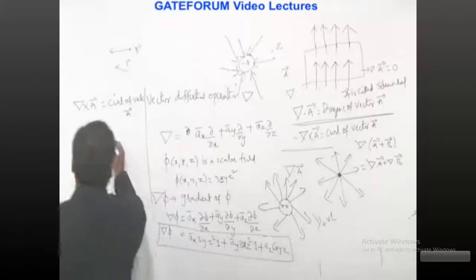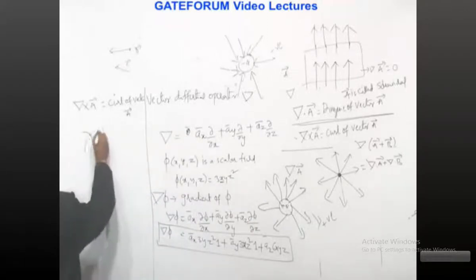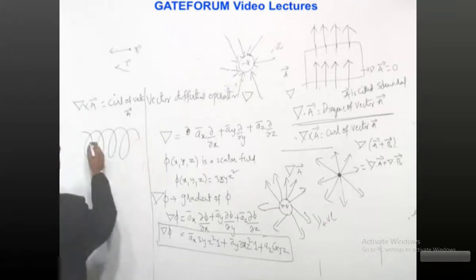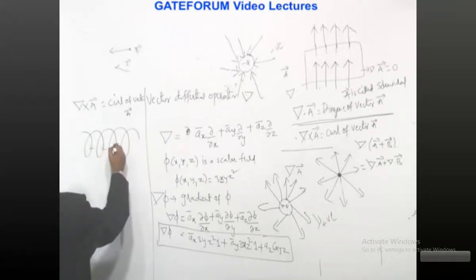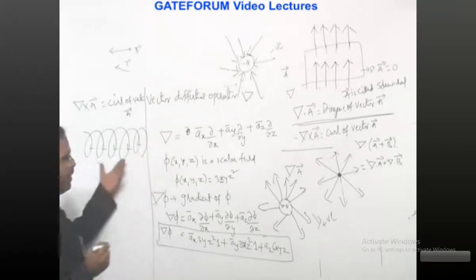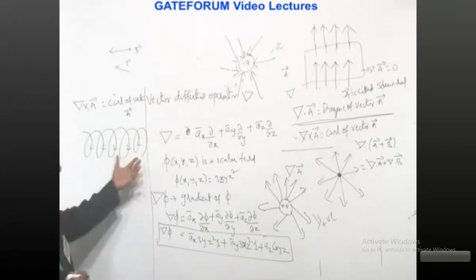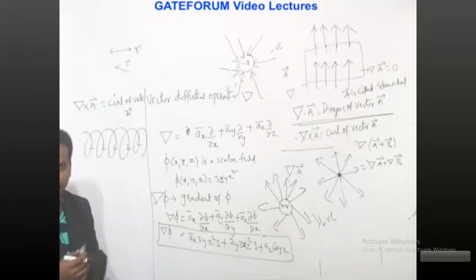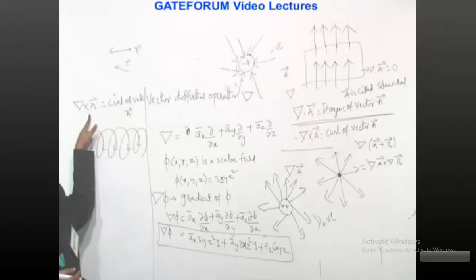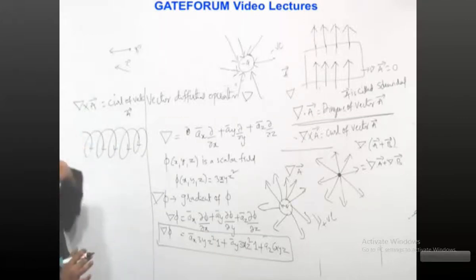Let's say a field is like this. Just assume a field is moving like this, having a certain direction. What you can understand from it is called the curly nature. This is called the curly nature of a field. That can be indicated by del cross A bar. The rotating nature of a field will be described by the quantity called the curl of a vector.